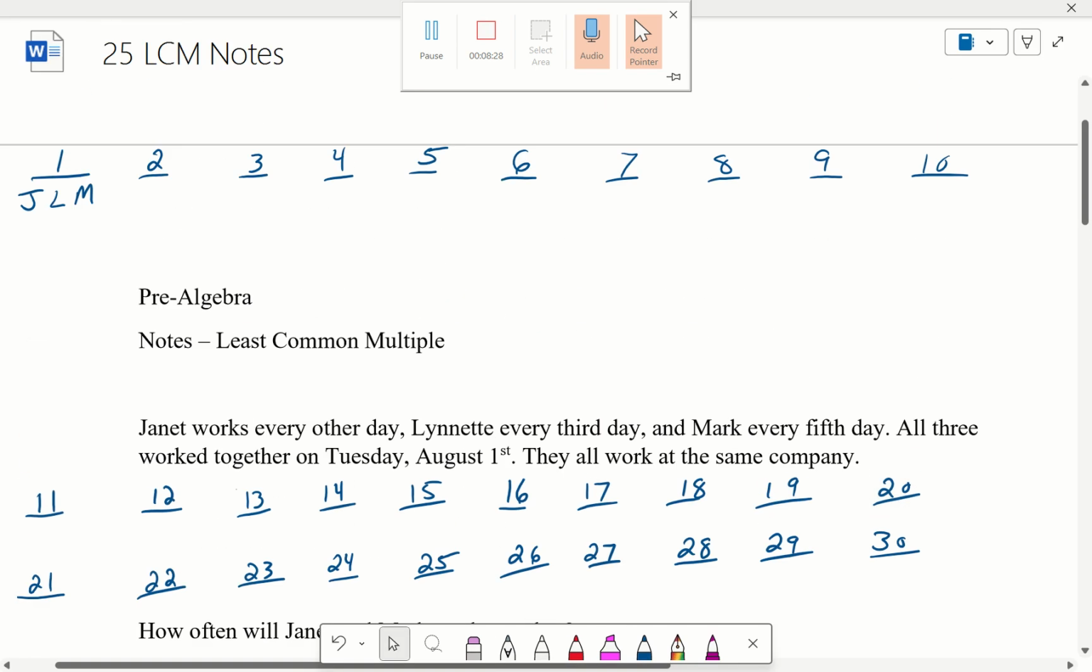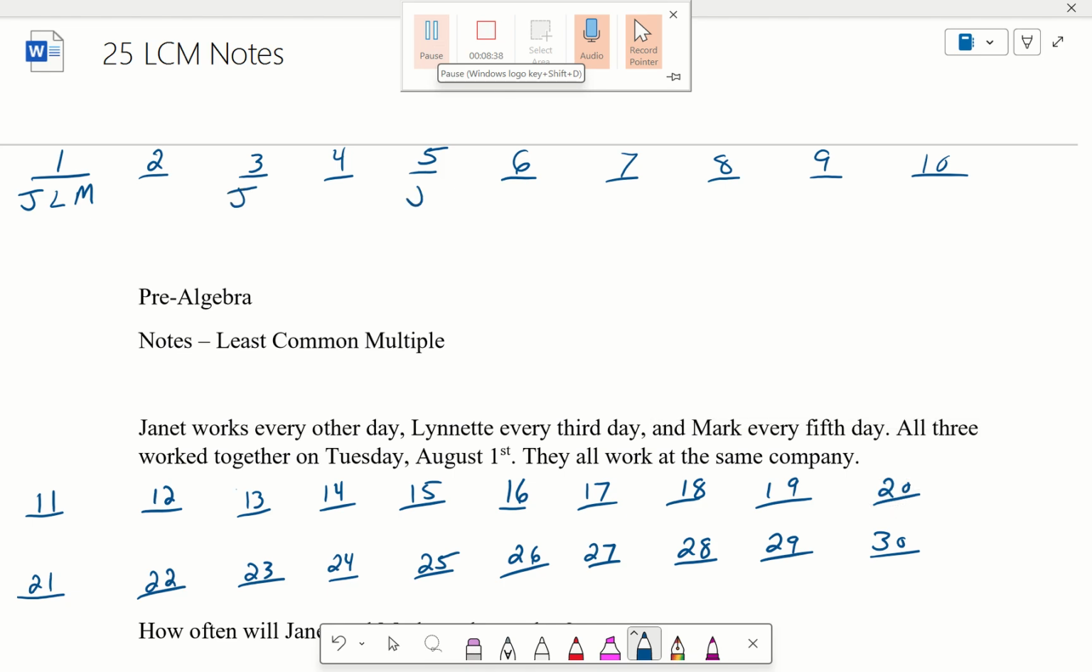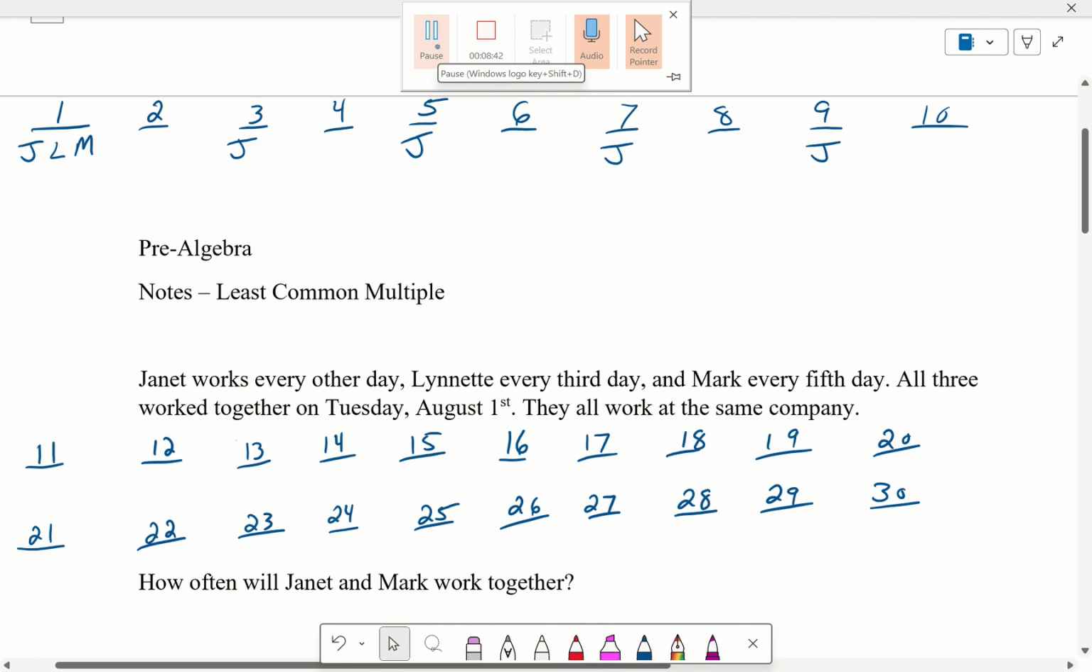So Janet, Lynette, and Mark, they all work together on the 1st. So let's mark out every day that Janet works. She's going to be a J. She works every other day. First day, the third day, Janet. Fifth day, 7th. You get the idea all the way. It's every odd day for Janet. It's every other day. So here we have all the days that Janet worked.